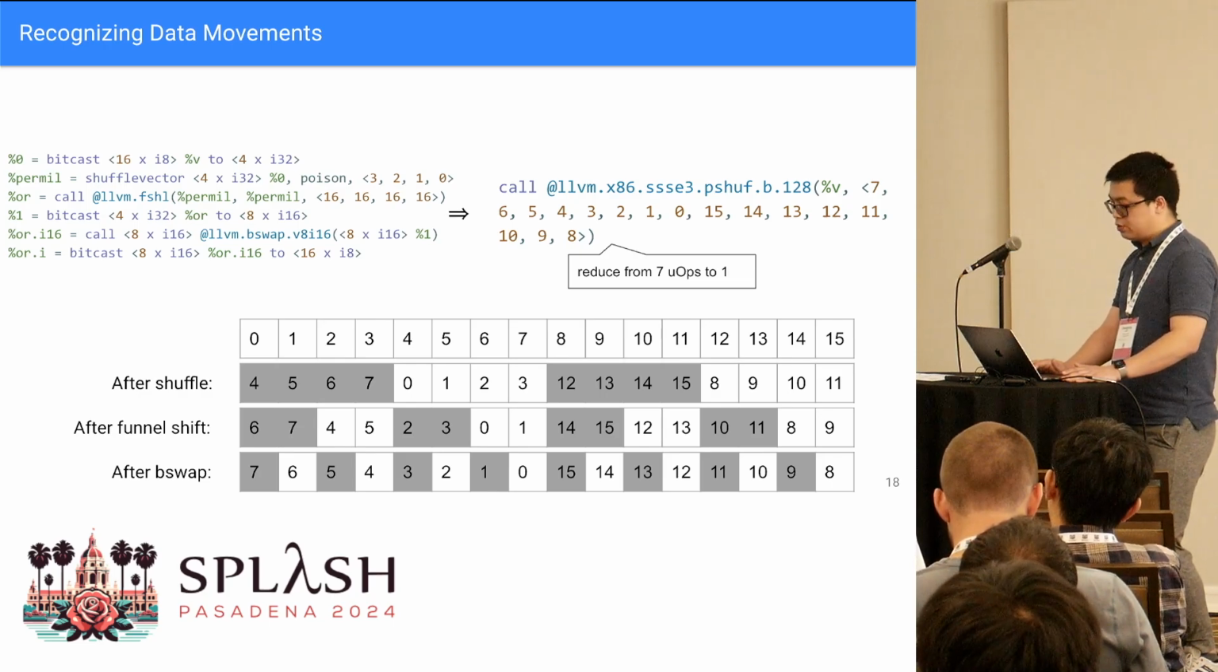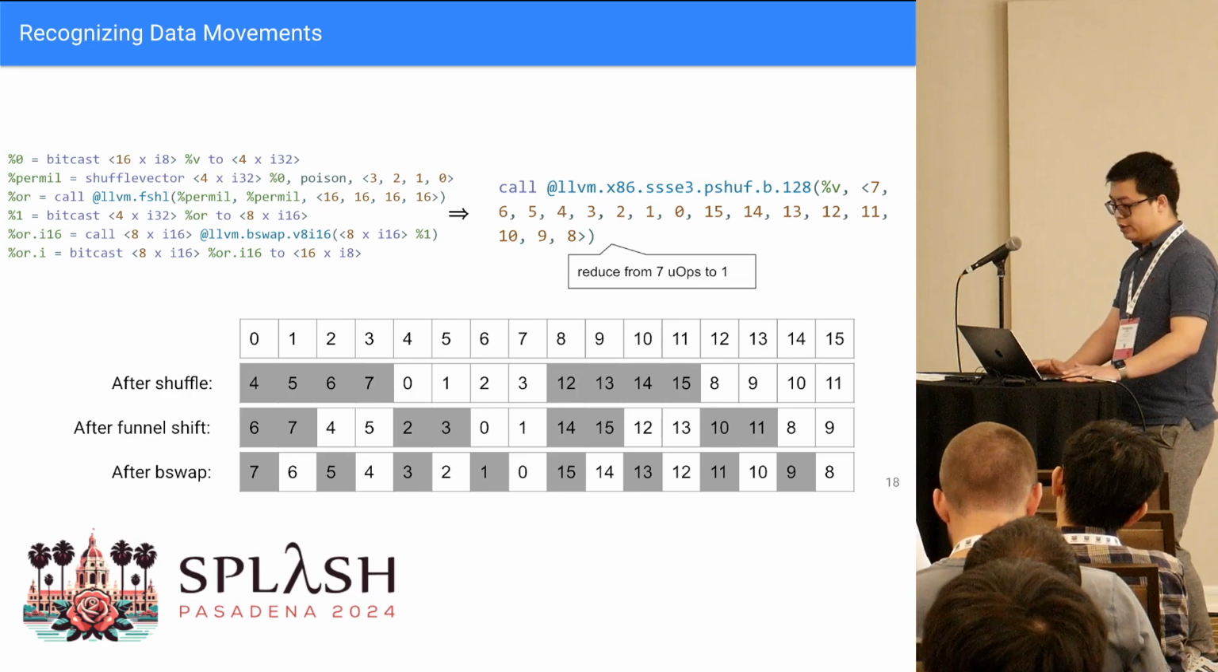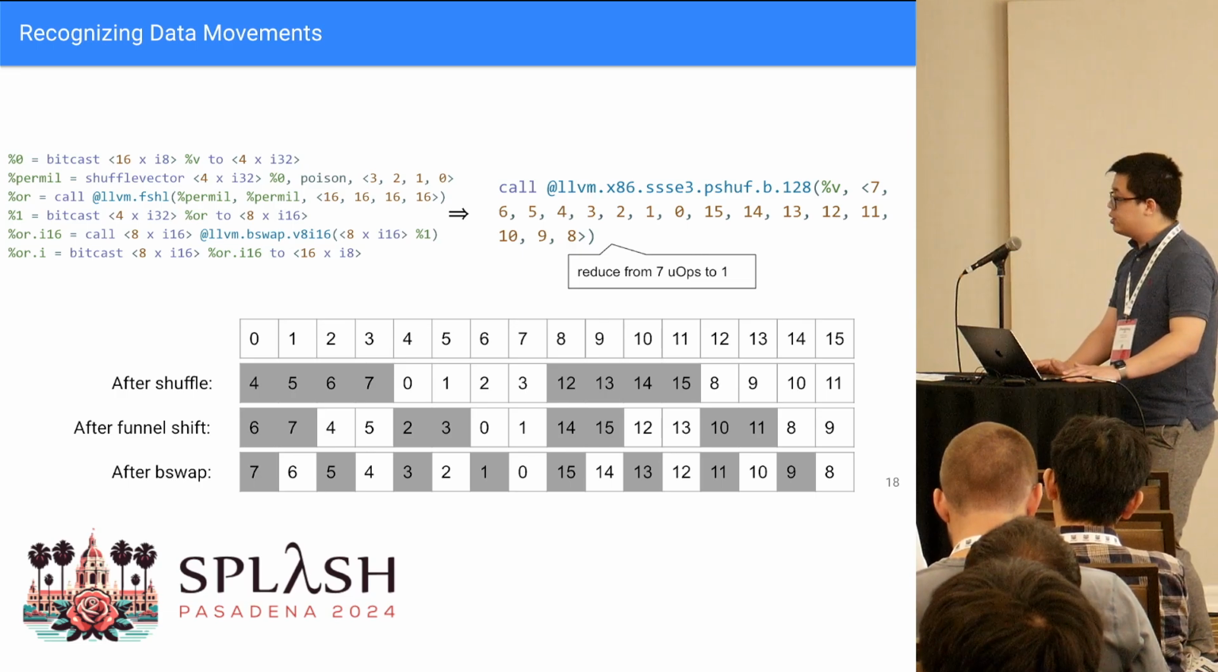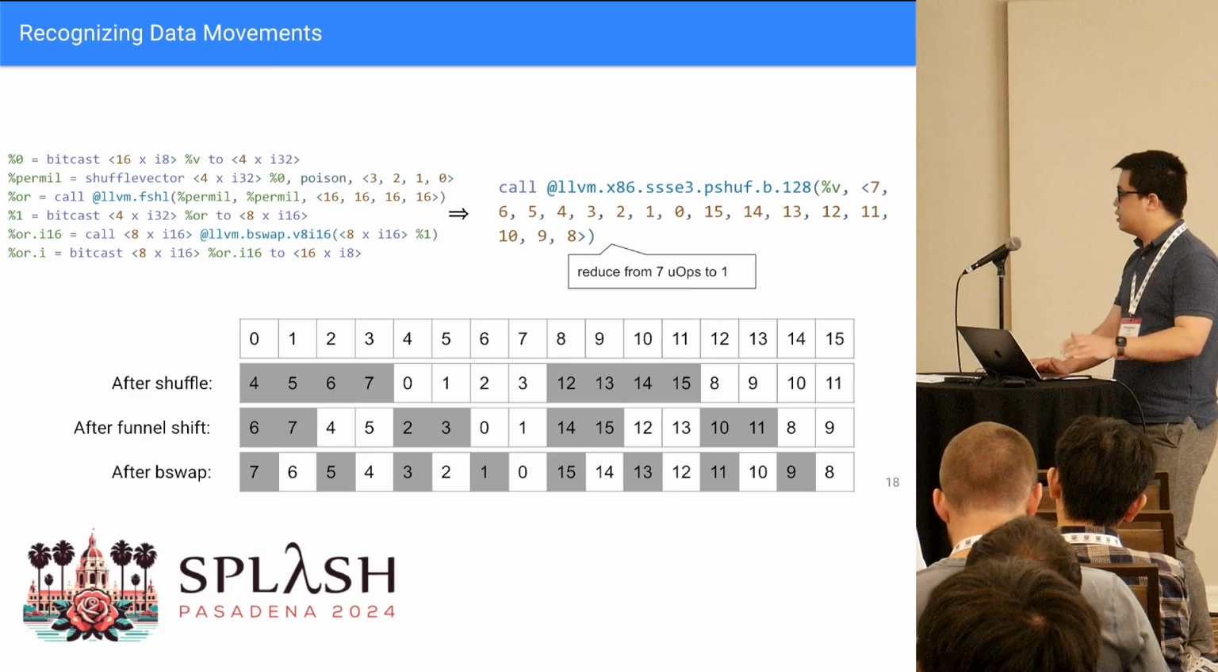And our superoptimizer has found this pattern can be just replaced by a pshufb call. By doing this, it reduces the number of micro operations from 7 to 1.